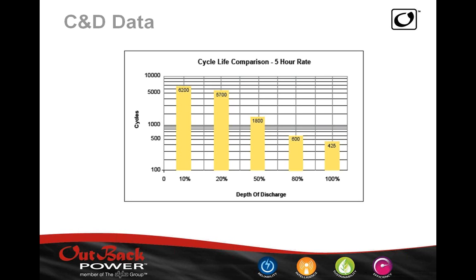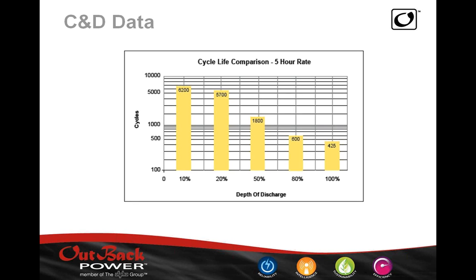If we consumed 80%, it'd be about 600 cycles, 50%, 1,800, and 10%, 6,200. So we can see here that at 10% we get 6,200 cycles, but at 100% we get 425 cycles. That's important to keep in mind as we are essentially trying to meet the expectations of the customer or determining what the life of the system is going to be.